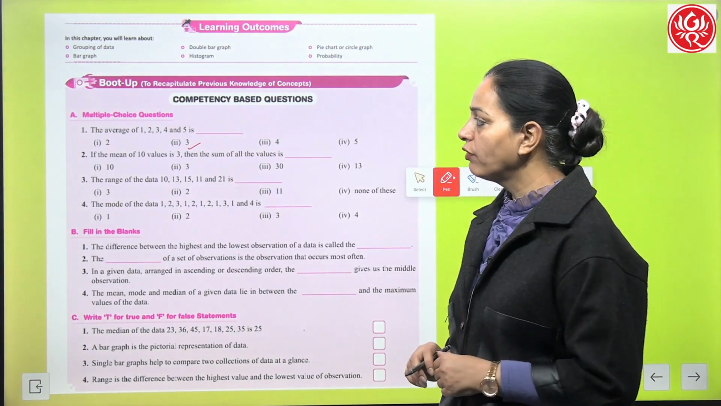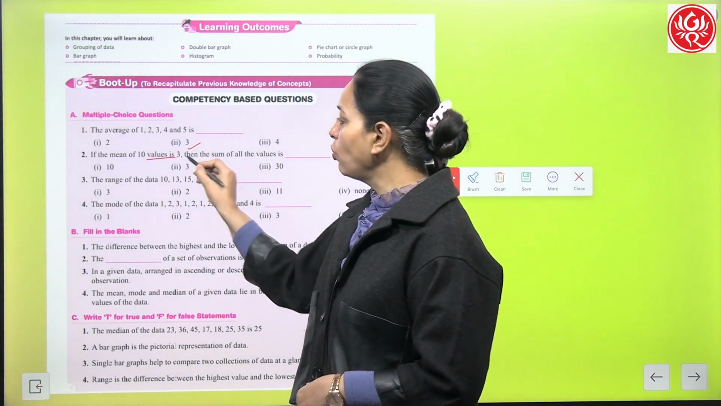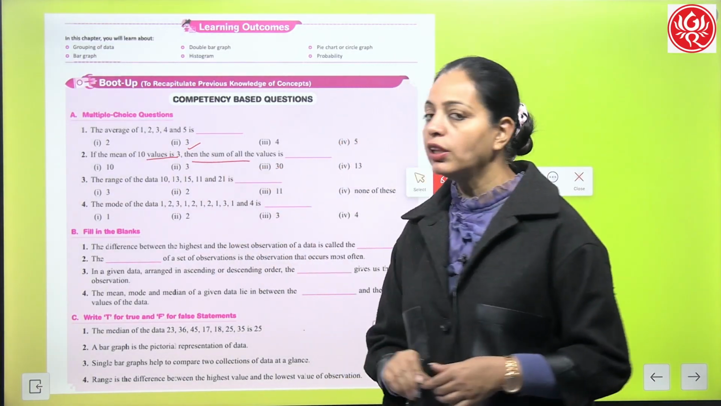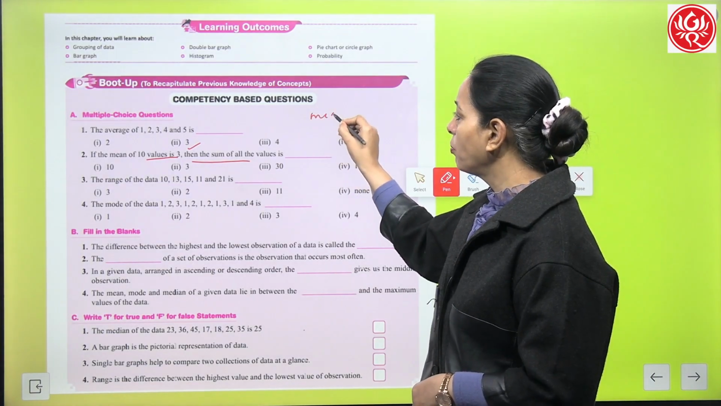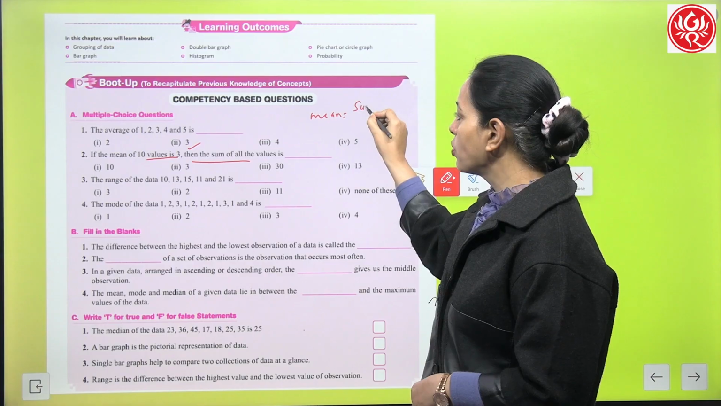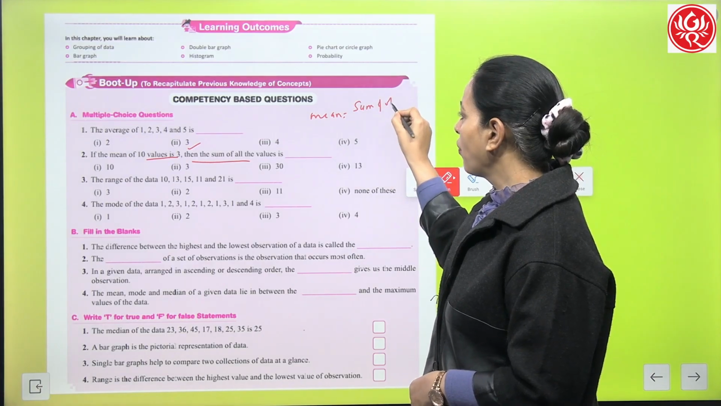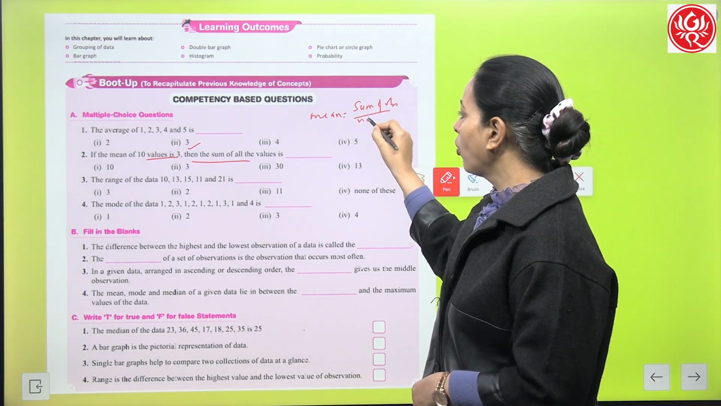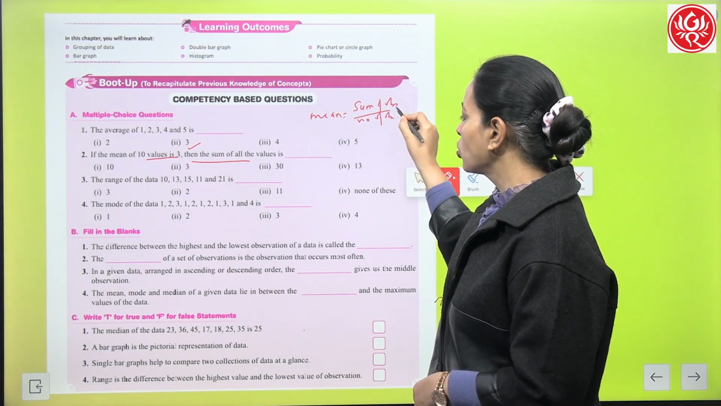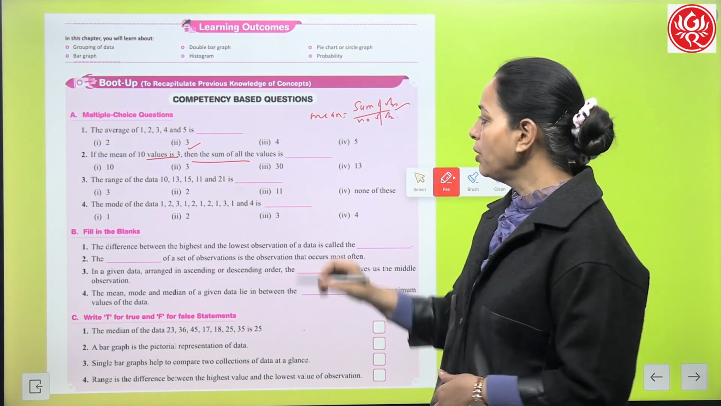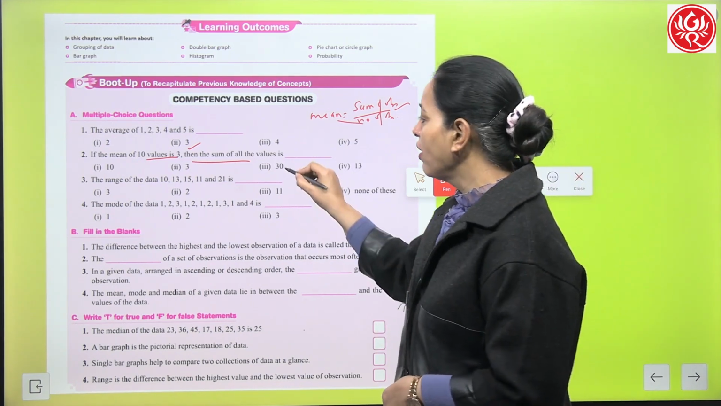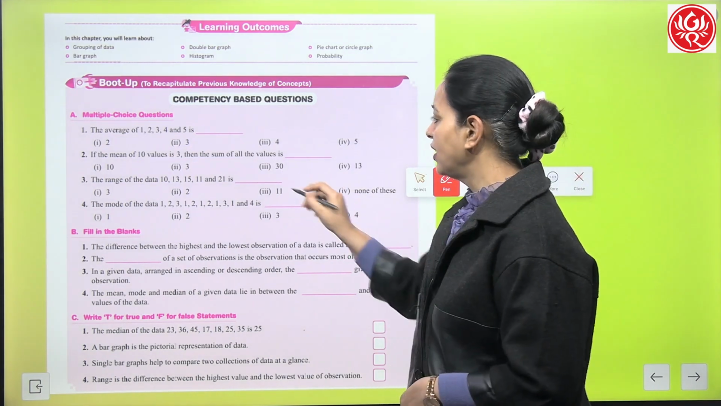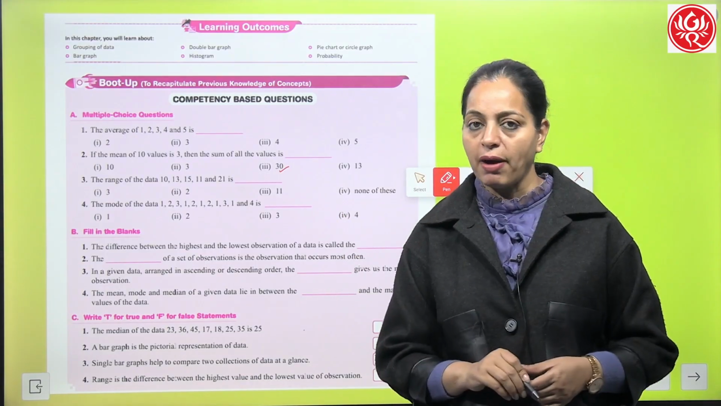The second one, if the mean of 10 values is 3, then the sum of all the values is, that is, mean is what? Mean is sum of observations divided by number of observations. So sum of observations is mean into number of observations, that is 10 into 3, that is 30. So the answer is the third part, right?